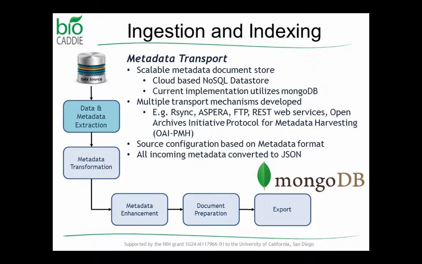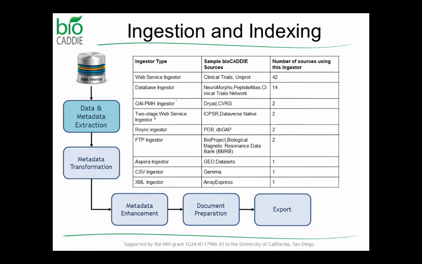And so first on the metadata transport, as people probably remember, there's a number of different transport mechanisms that we've developed. These are all basically stored in GitHub. So basically the system pulls this information from GitHub, and all the incoming metadata is converted to JSON. In terms of status, in terms of what types of ways that we're actually pulling metadata, the most common way is through web services from repositories.